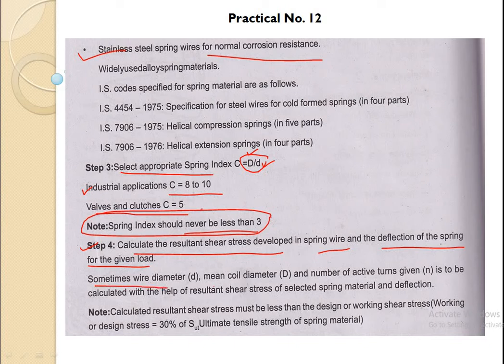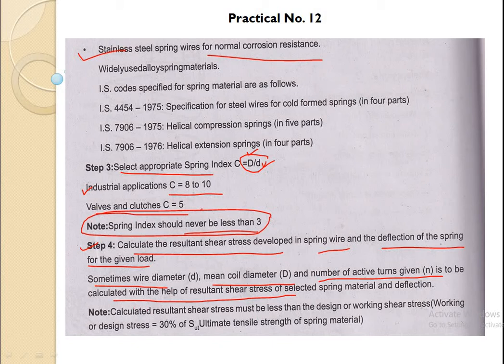Now sometimes the wire diameter, mean coil diameter and the number of active turns are to be calculated with the help of these two values. Before actually selecting these diameters, if the selected values are not up to the mark, then by determining the stress which is induced in the spring and the deflection of the spring, by using these we can find out the dimensions of wire diameter, mean coil diameter and number of active turns.